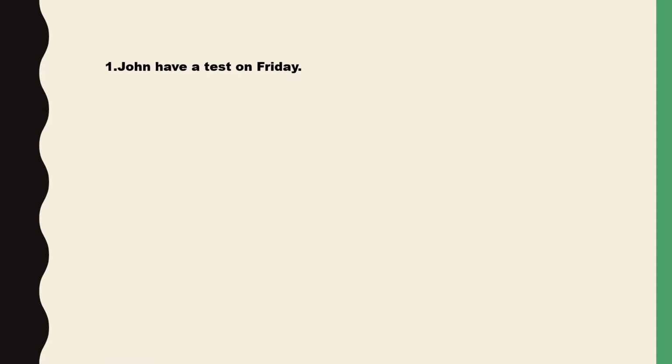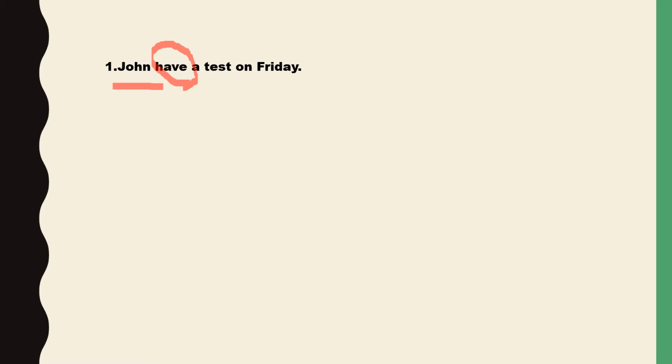See, John have a test on Friday. Now you have got a sentence in front of you. Here I am talking about John, so John is a singular subject. He is only one. There are no more Johns or anything. We are talking only about John. John is a singular subject, but we are finding a helping verb which is a plural one, have. So easily you have spotted an error.